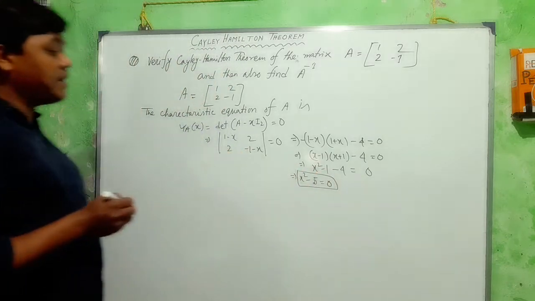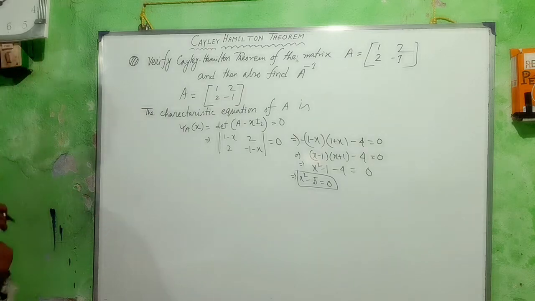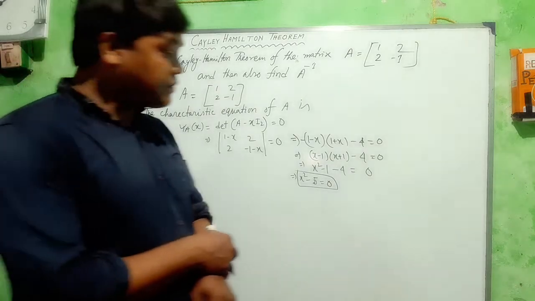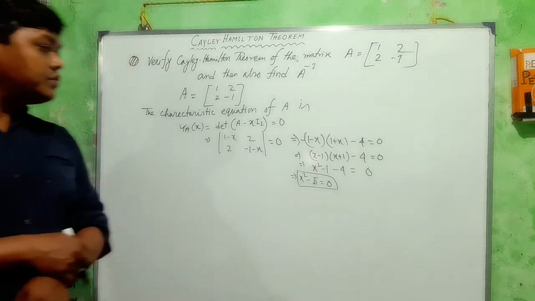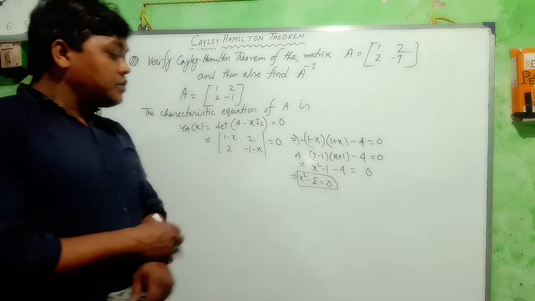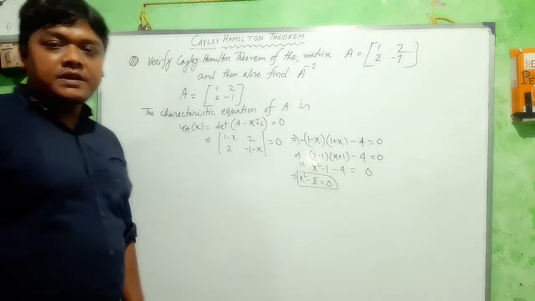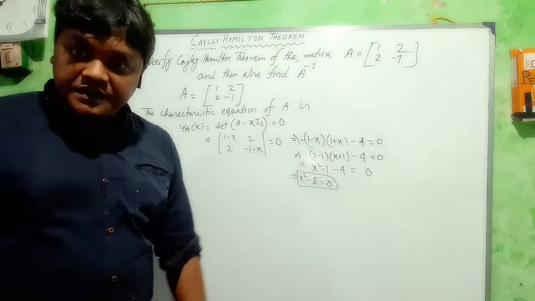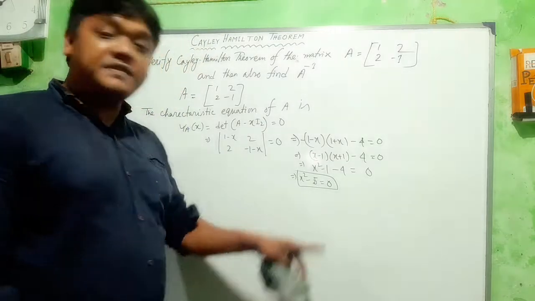X square minus 5 equals to 0. Clear? X square minus 5 equals to 0. So this is the characteristic equation. So Cayley Hamilton theorem states that the matrix satisfies this equation.